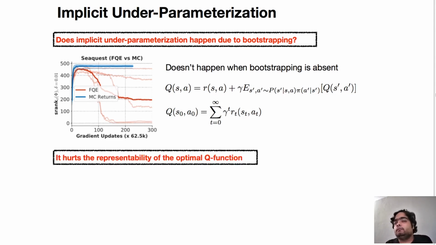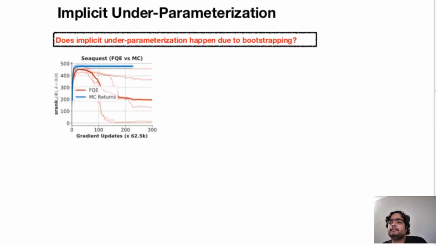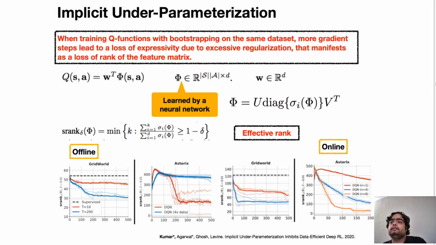Similarly, what we show next is that this rank collapse phenomenon hurts the representability of the optimal Q function. What we are trying to argue here is that the expressivity loss that we saw so far actually does happen with Q functions, because the effective feature dimension that this phenomenon gives us is actually quite small. On the grid world example from the previous slide, where we also plotted the ranks, you see the blue rank is quite low and the red rank is quite high.